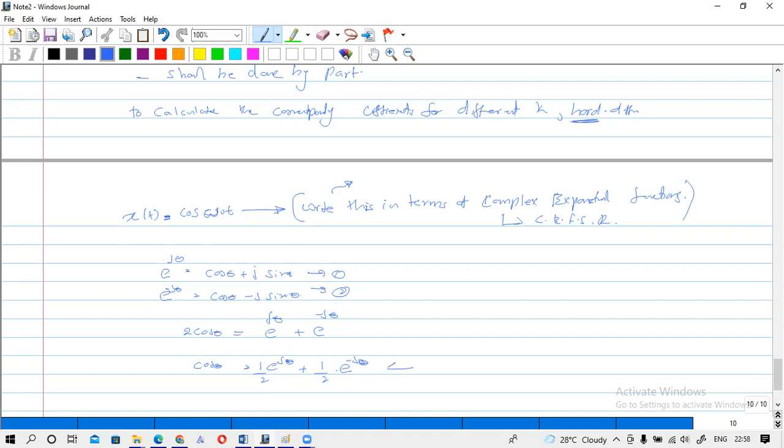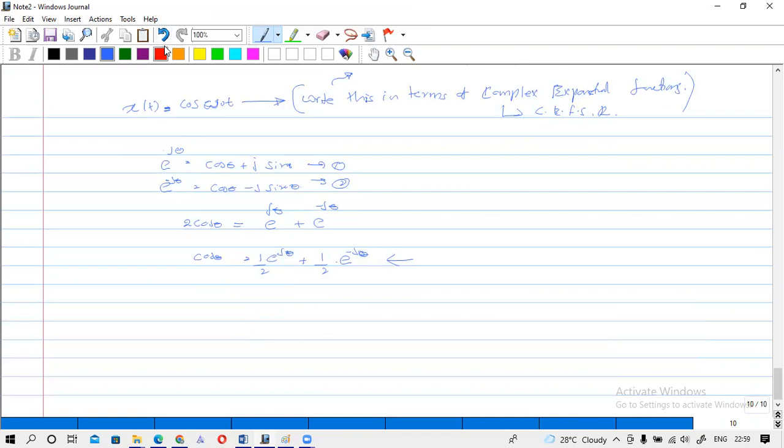So these are complex exponential terms. If I write this x(t), I will have half e to the power j omega naught t plus half e to the power minus j omega naught t. Only these two terms. So what is this actually?